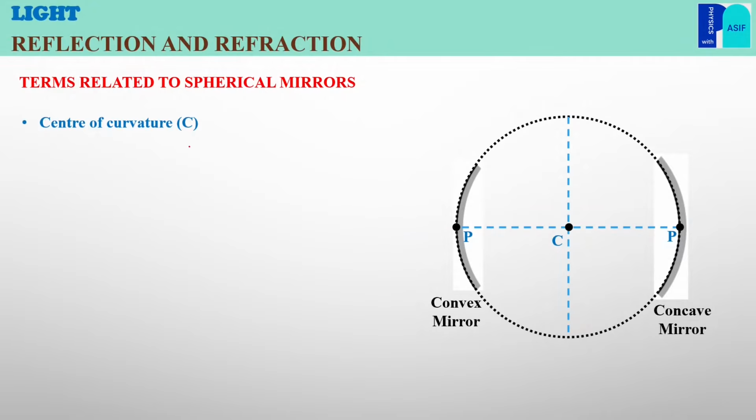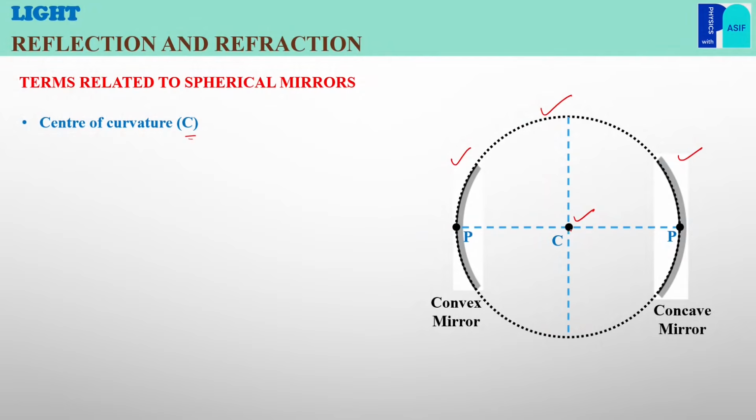The next term is the center of curvature. It is actually the center of the sphere itself. It is denoted by C. How do we define it? It is the center of the sphere of which the reflecting surface of a spherical mirror forms a part. Here we are showing both types of mirrors, a convex mirror and a concave mirror. These two mirrors form parts of a sphere, therefore these mirrors are called spherical mirrors. Therefore the center of this sphere is called the center of curvature of these two spherical mirrors.